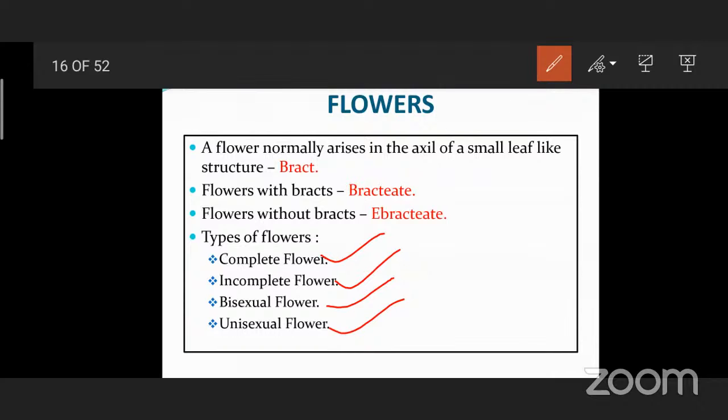Incomplete flower means any one whorl is missing from the flower. That is an incomplete flower. And bisexual flower: bi means two, so both the androecium and gynoecium are present in a flower. And unisexual flowers: uni means single. Only one reproductive organ may be present, that is male or female.